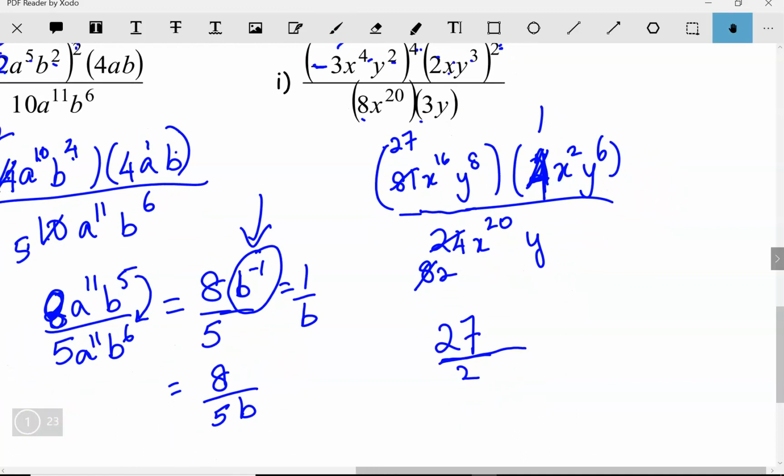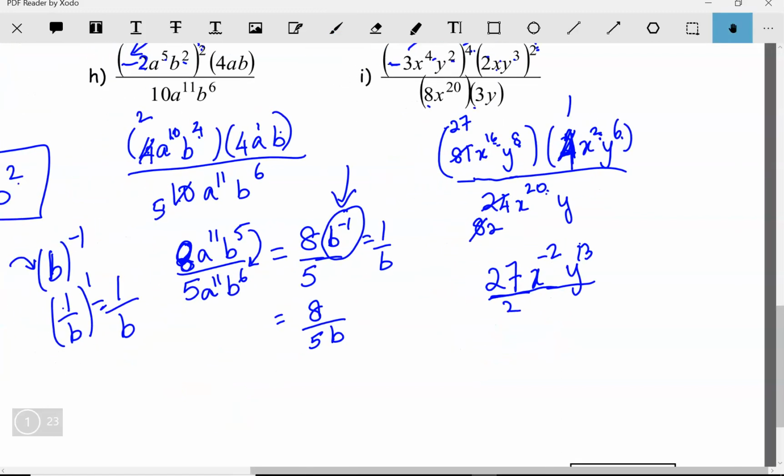And again, I'm going to put all my variables in the numerator first before I decide whether to flip them to the denominator or not. And here we'll see that I have x to the power of 16 plus 2 minus 20. So 16 plus 2 is 18, 18 minus 20 is negative 2. And here I have y to the power of 8 plus 6 minus 1. So 8 plus 6 is 14, minus 1 is 13.